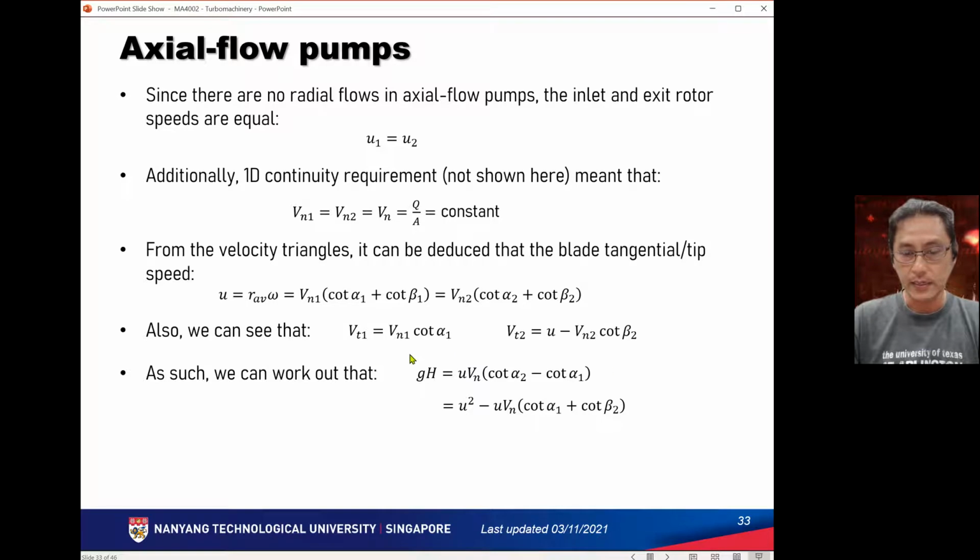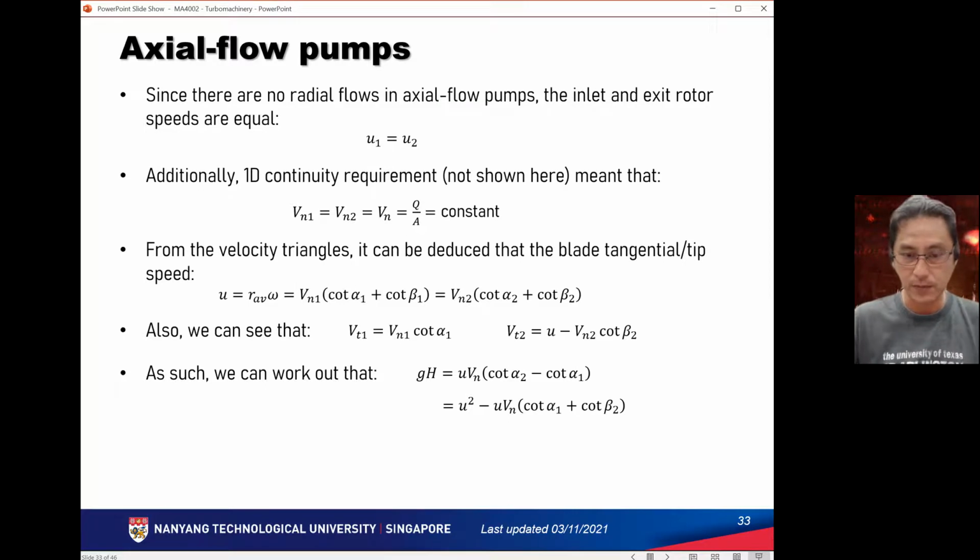And there are other things that we can get out from the velocity triangles. That's a good thing about velocity triangles. There's no need for you to memorize these equations, actually. Sometimes you can just look at the velocity triangles and you can deduce these. But anyway, I'll just list them out here. From the velocity triangles, we can also work out that Vt1, the tangential velocity component of V at the inlet, equals Vn1, the normal component, multiplied by cotangent alpha 1, and that Vt2 is equal to U minus Vn2 cotangent beta 2. Quite similar to what we've encountered earlier on, isn't it?